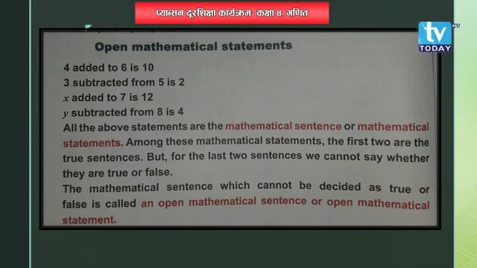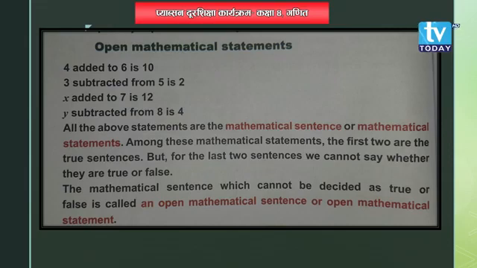So there are two types of statements. One is the true statement. If 4 is added to 6, obviously it will be 10, right? The answer will be 10. But when x is added to 4 and the value is 7, do you know the value of x right now? You don't know the value of x, right? That type of statement is known as an open statement. Are you getting me? Okay.